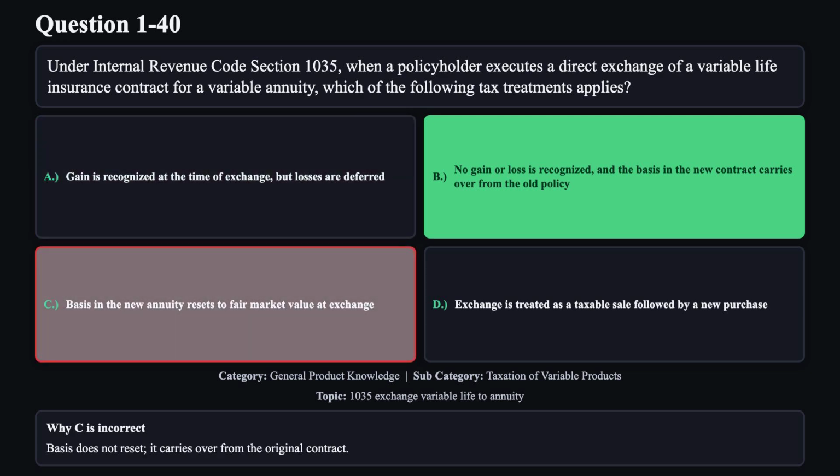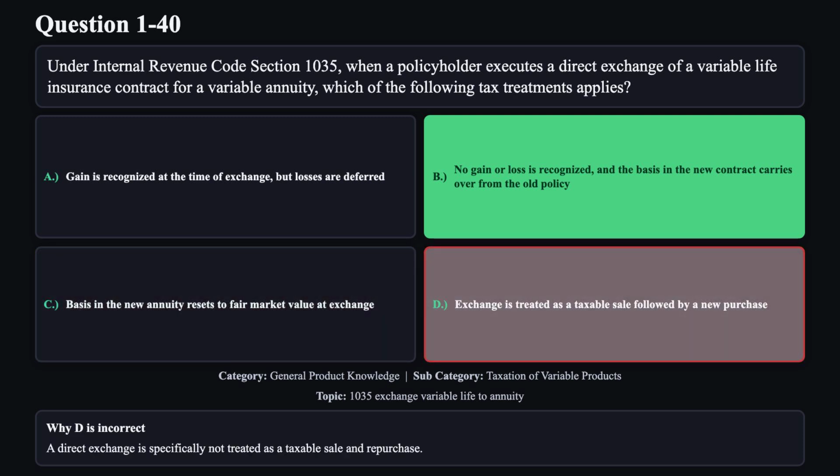Reason C is not correct. Basis does not reset. It carries over from the original contract. Reason D is not correct. A direct exchange is specifically not treated as a taxable sale and repurchase.